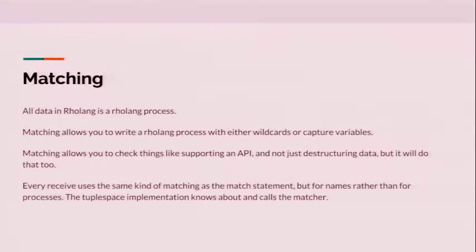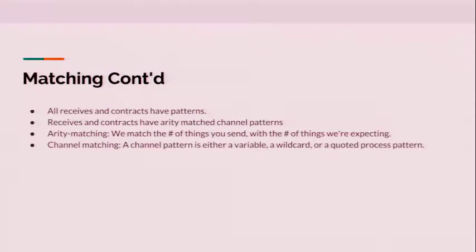All right. And the last thing to know is that the tuple space has a handle on the same matching code. Oh, I should have written out a match statement. Sorry. So all receives and contracts have patterns. So when you write out contract, name, and then the arguments, those arguments are patterns, and specifically they're name patterns. We're going to have a remainder syntax for contract too as well.